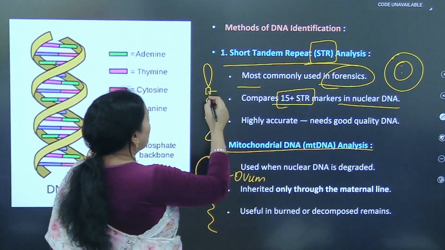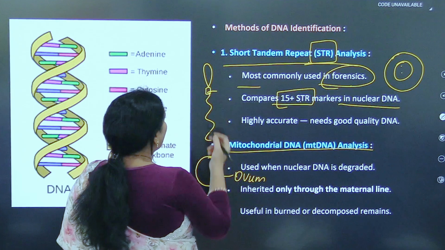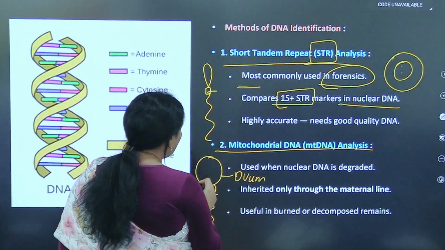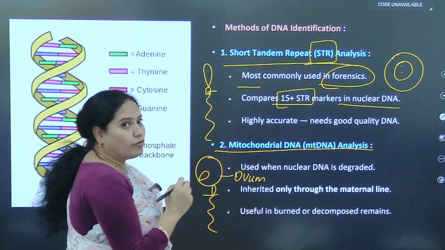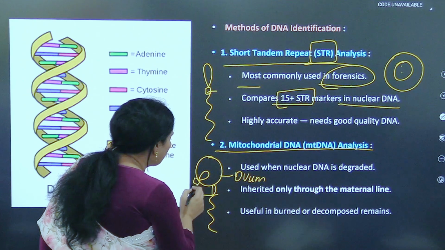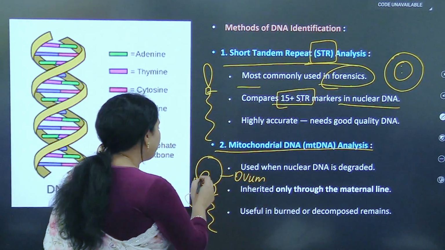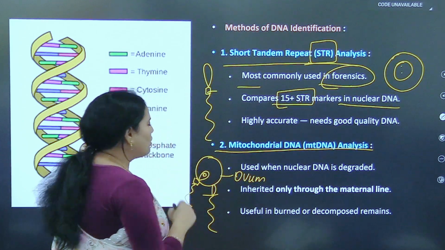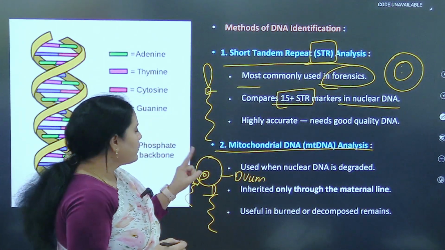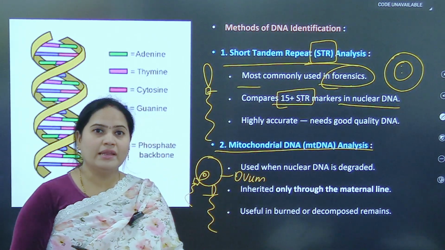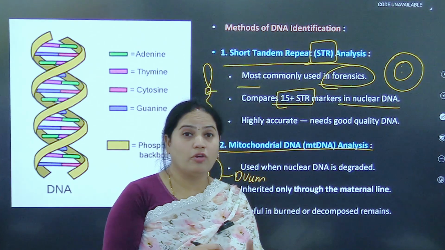This is the mitochondrial part of the sperm. The ovum will only allow the head part to penetrate into the ovum, and the rest, that is the mitochondria and the flagella, is completely discarded. That is the reason, in the head part only the nucleus appears. So mitochondrial DNA will always occur only from the mother, not from the father.